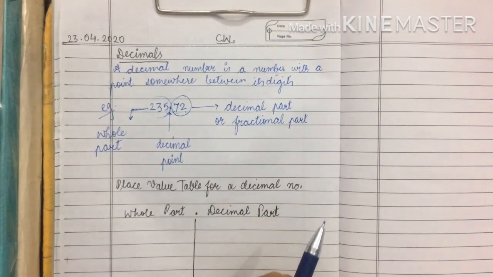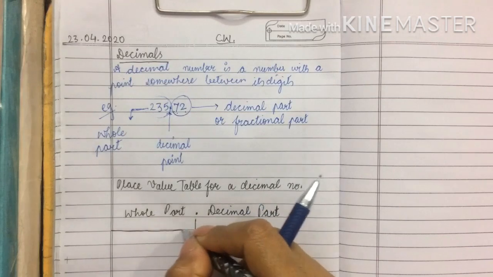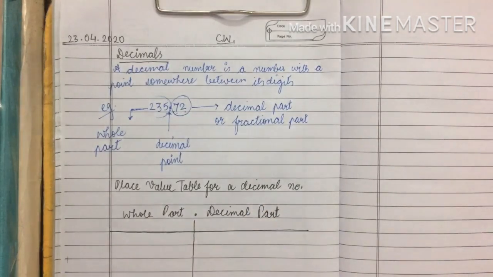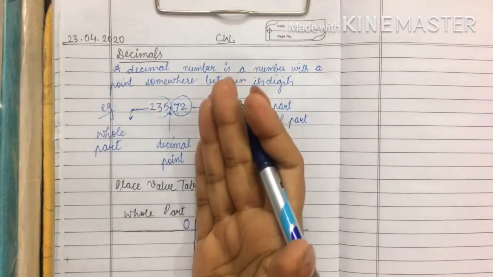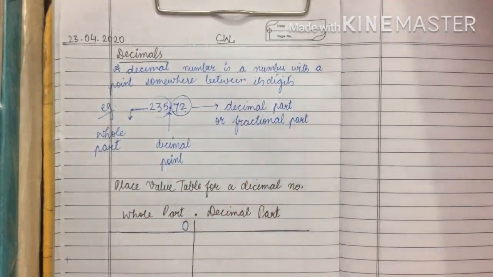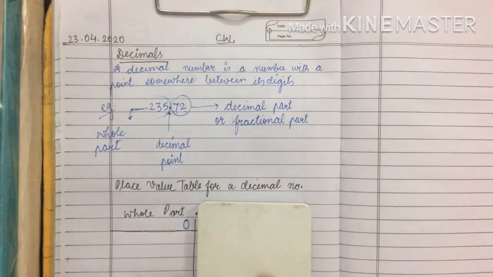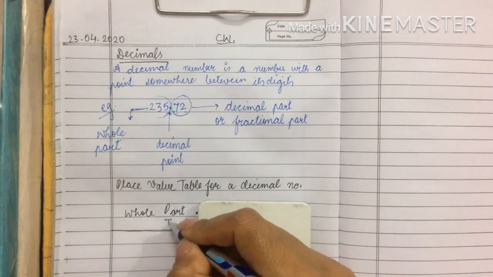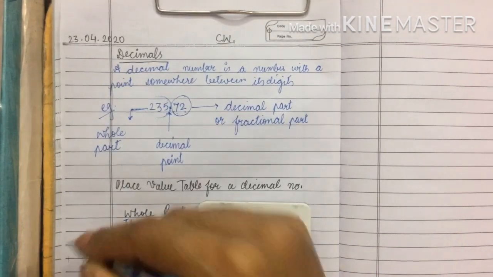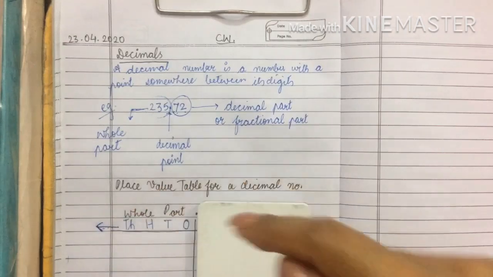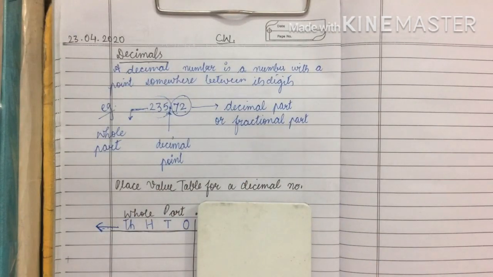So let's break it down here. For the whole part, your first place is ones. If we ignore the decimal part, for the whole part your places would be just like you had it earlier when you learnt about the number system. So you have ones place, then you have your tens place, hundreds place, thousands place, and so on. You go to the left side and the places keep on increasing.